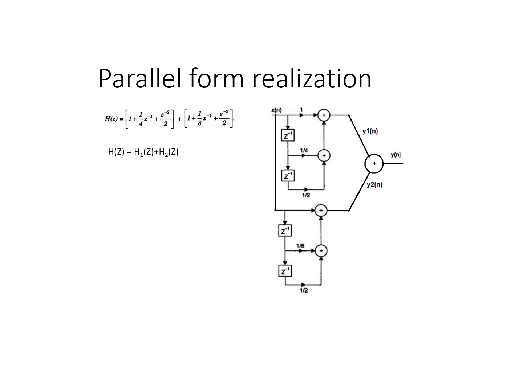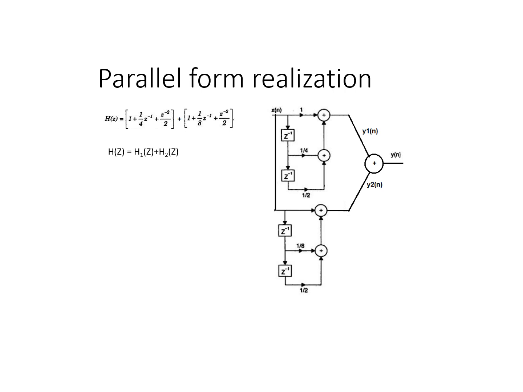Parallel form. Now these two are connected parallelly. So input to those systems are common. So h1 of z can be denoted as y1 of z by x of z. H2 of z is denoted by y2 of z by x of z. So the common input is given to both the systems. The output of the first system is y1 of z, second system is y2 of z.